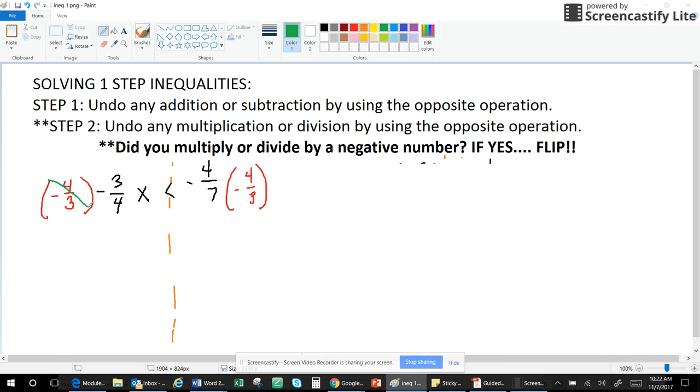These guys cancel. I get left with x. The inequality flips because I multiplied by a negative. 4 times 4 is 16, so the numerator is 16. The bottom of the fraction, the denominator, is 7 times 3, which is 21. And a negative times a negative is a positive. And this fraction does not simplify. So that is your answer. X is greater than 16 over 21.